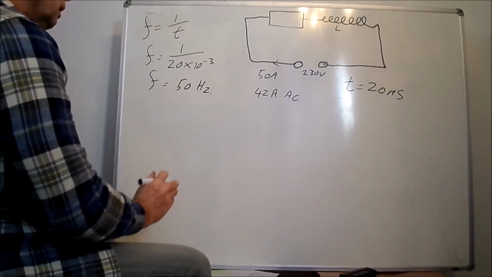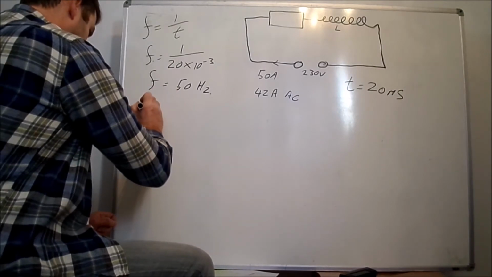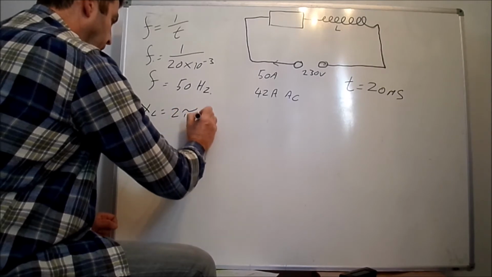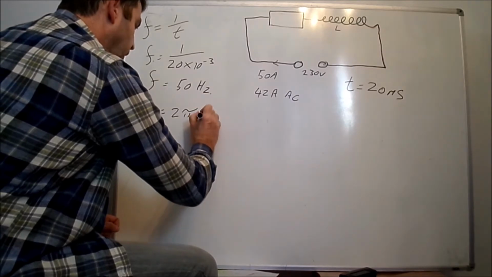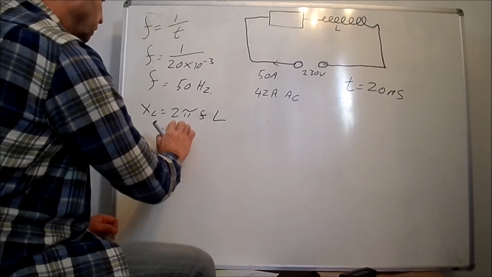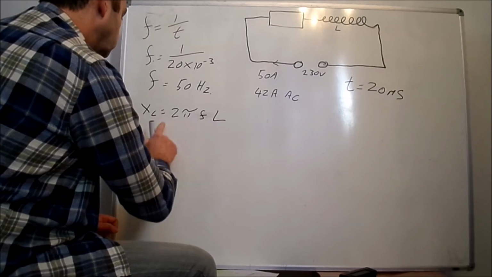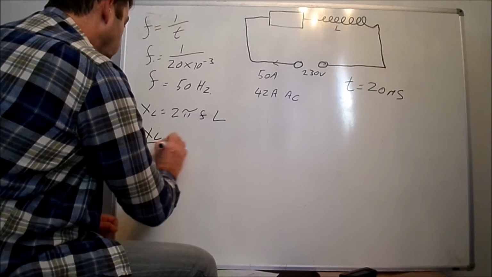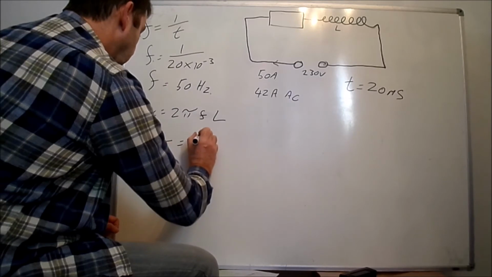So next, if we want to find the value of inductance, we can say XL is equal to 2 times pi times F times L, and so we want the L. So all we have to do, these are all connected together by multiplication signs, so if we divide by these lot, then we leave L on its own. So we can say XL divided by 2 times pi times F will equal L.